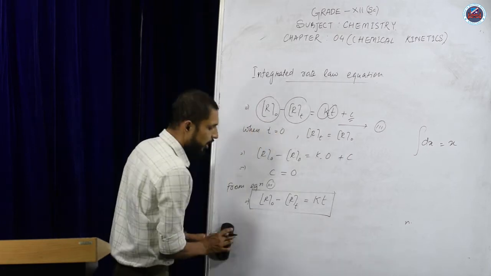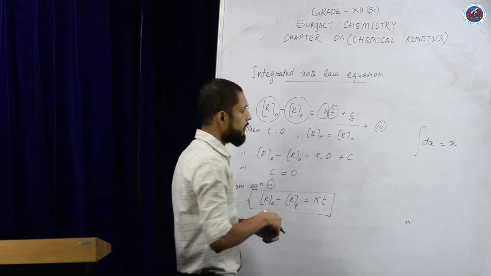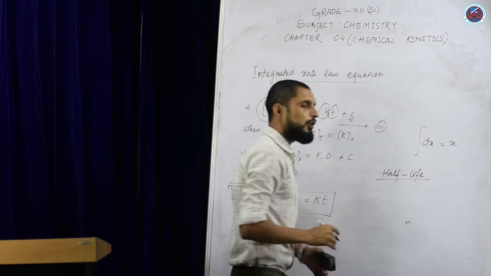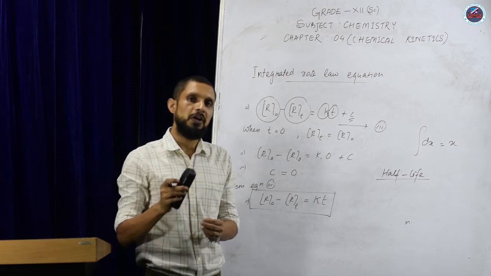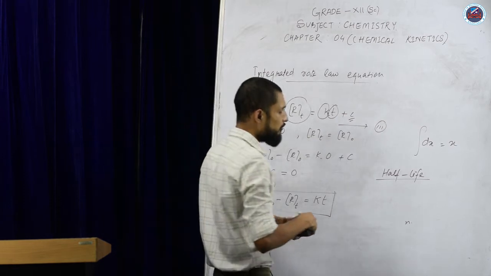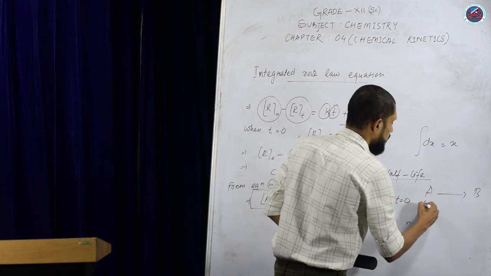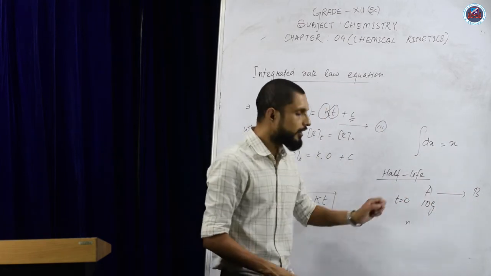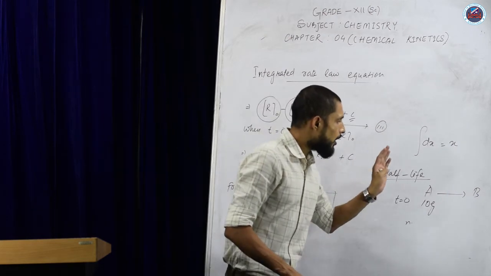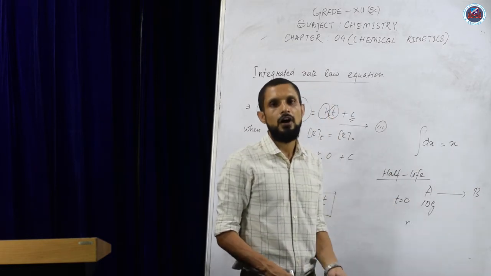Next, from here we'll derive the half-life time period for zero order. Half-life is the time period in which half of the reactant is converted to product. Say for example you have A as reactant, B is product, and at time t equal to 0, say you have 10 gram. So half of the reactant will be 5 gram. So the time which is required to convert the half of the initial concentration of reactant to product is known as half-life time.